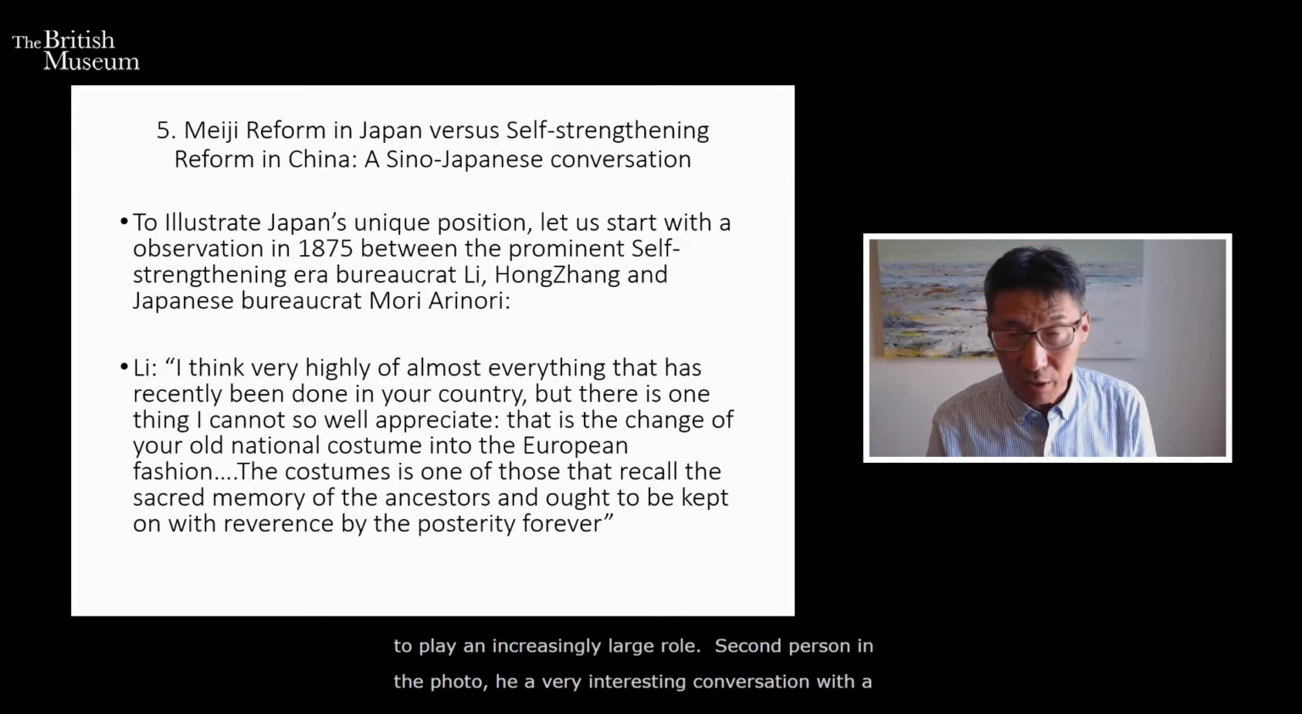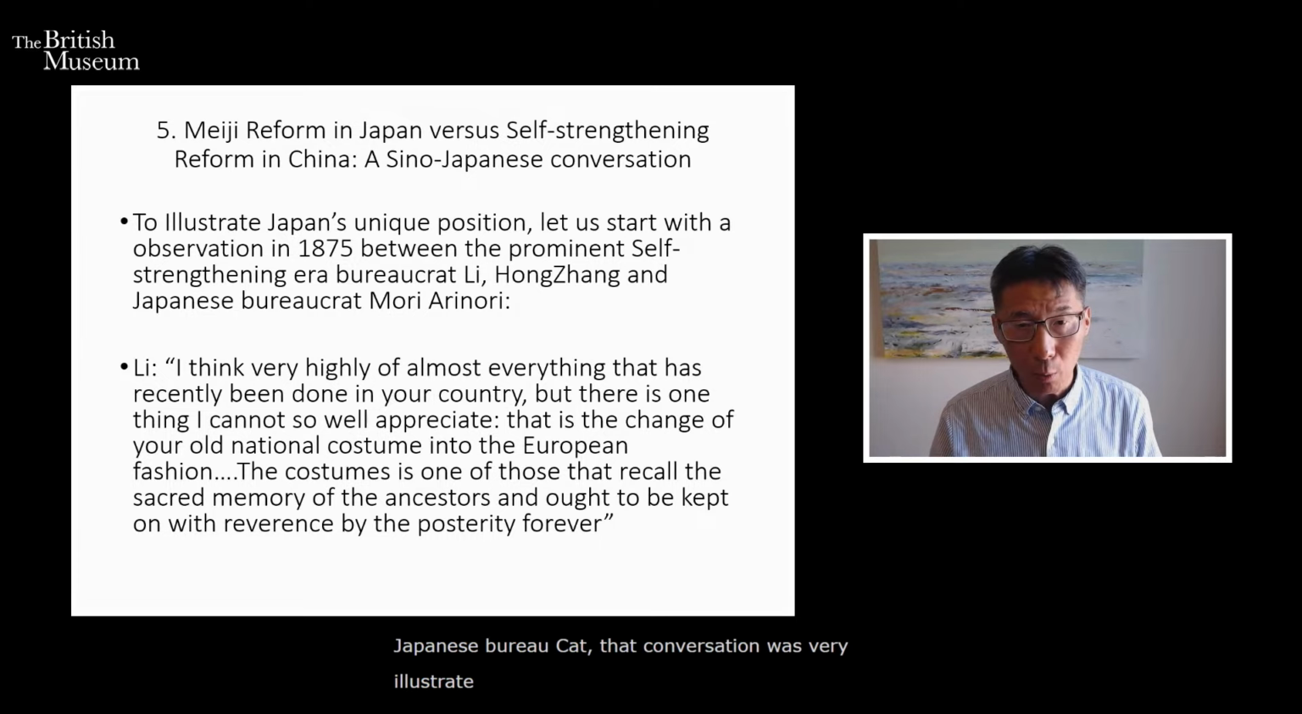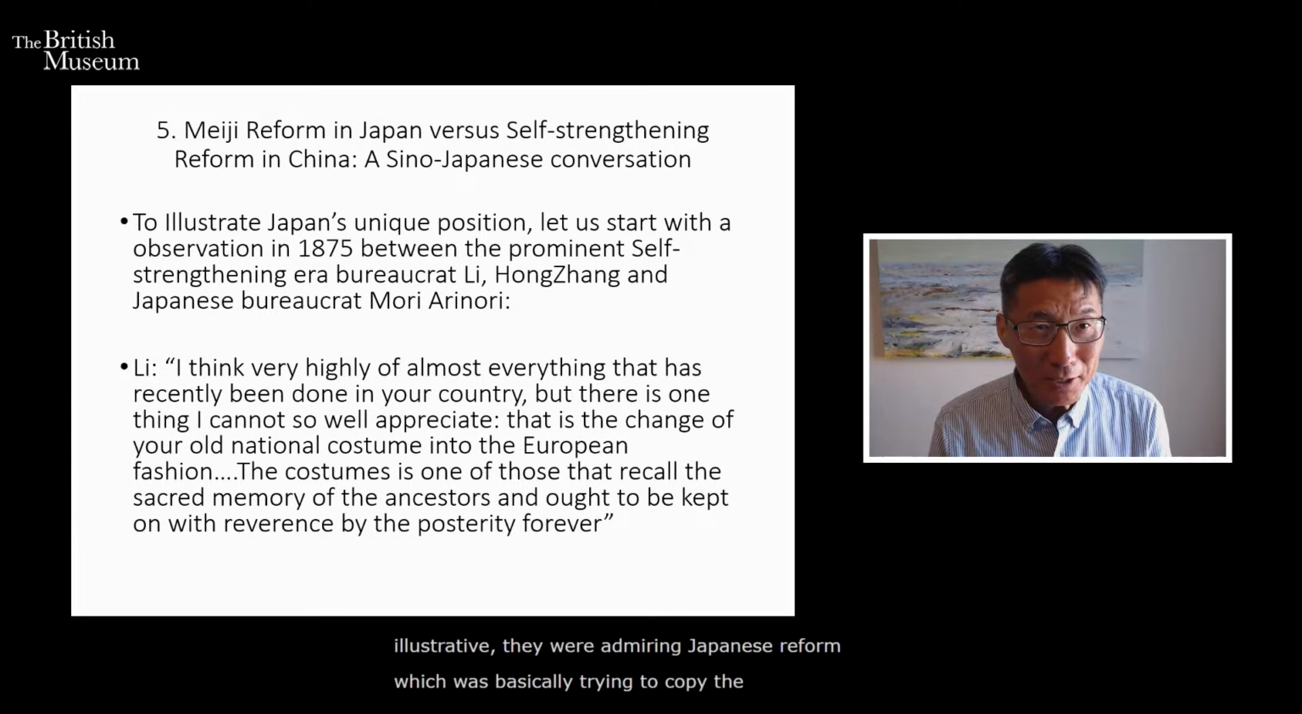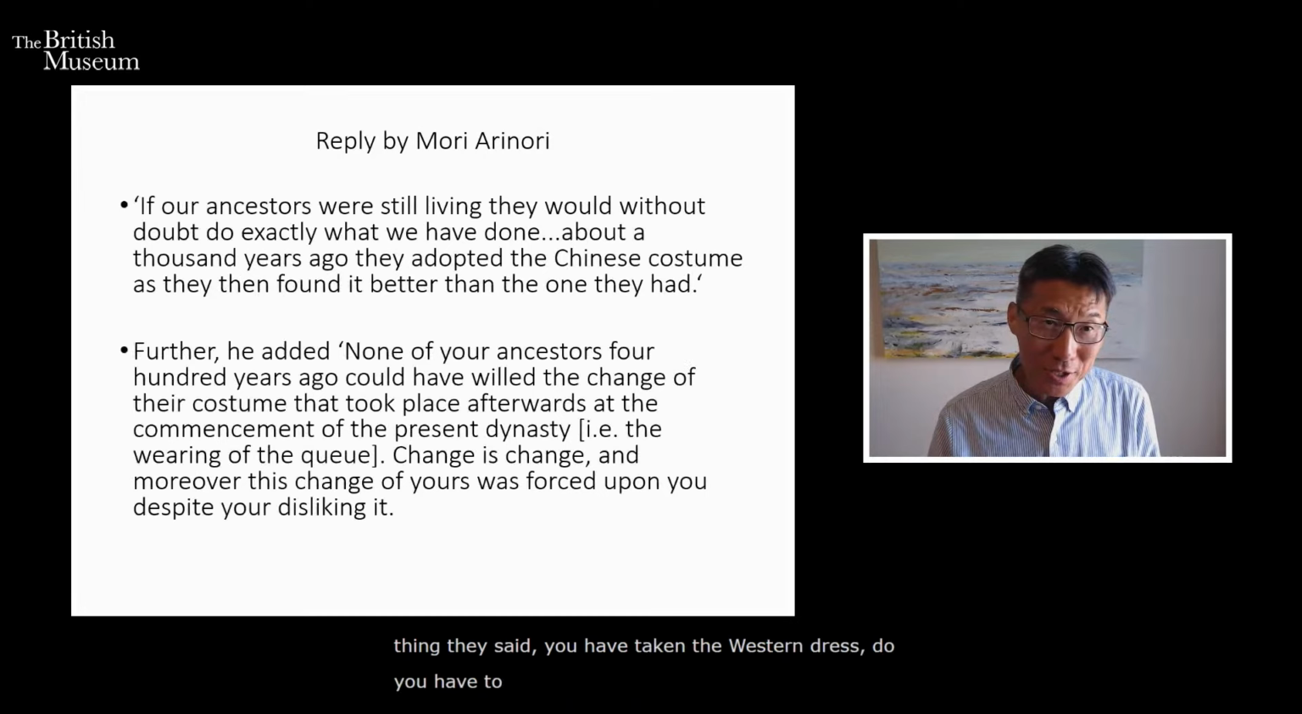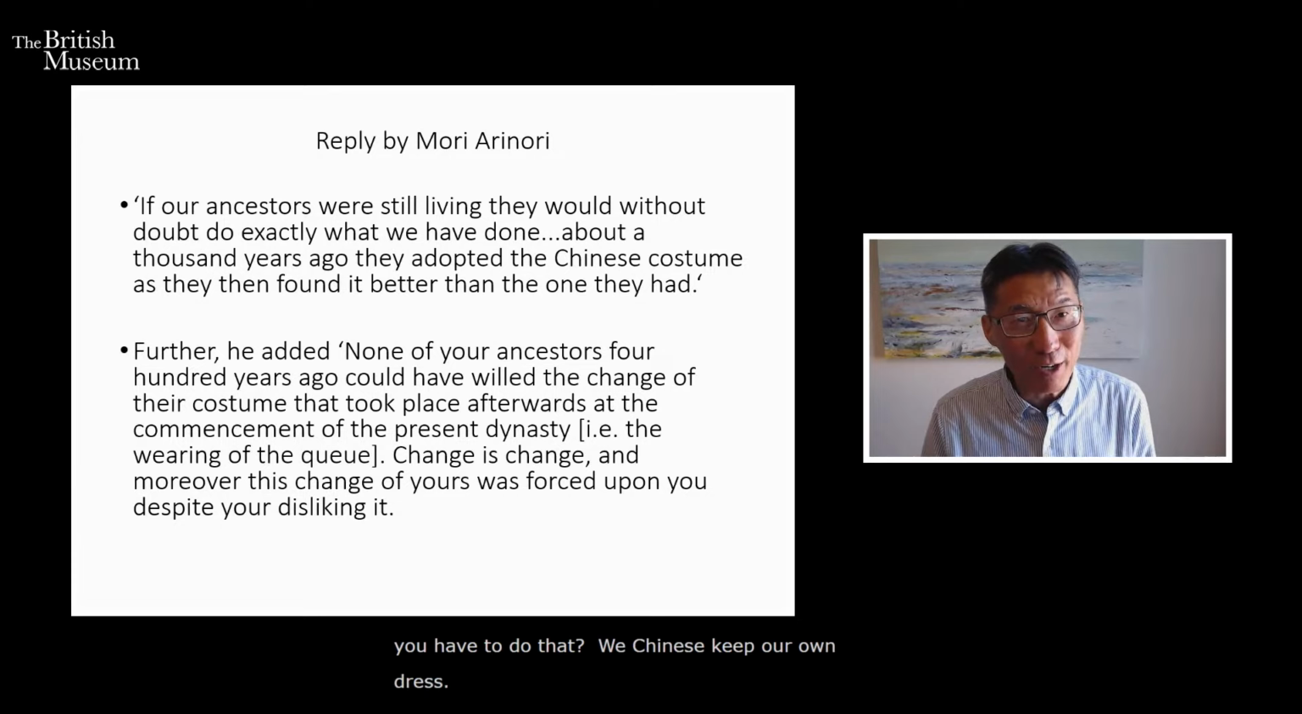Li Hongzhang was admiring Japanese reform, which is basically trying to copy the West. But he said, one thing I don't like, you people have taken the Western dress. Do you have to do that? You know, we Chinese still keep our own dress. And it's very interesting that the Japanese bureaucrat said, well, we took Chinese dress earlier because that was something very advanced. Now we took something that we consider very advanced.